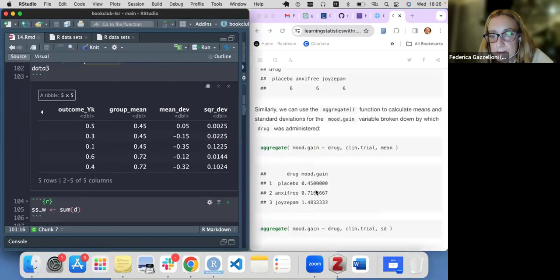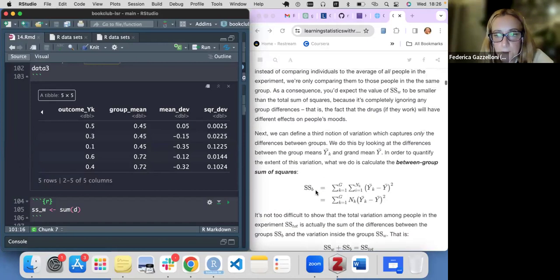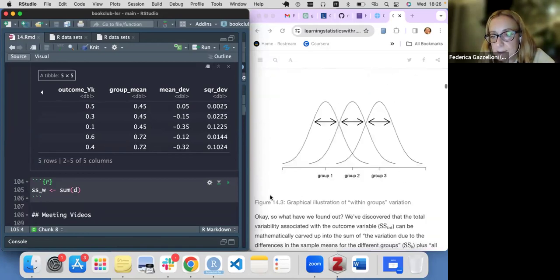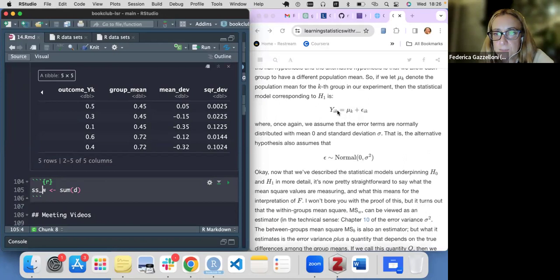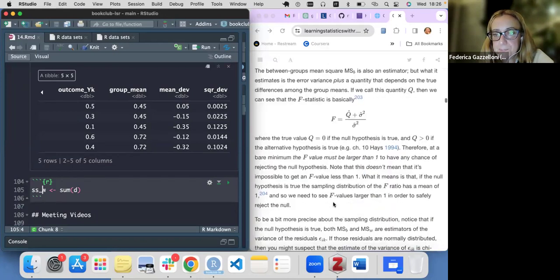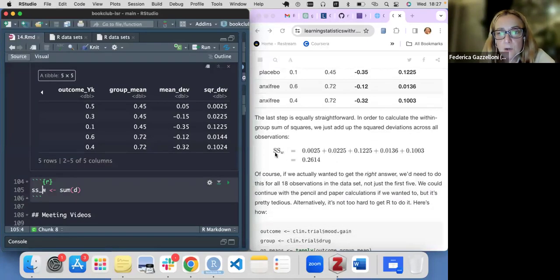Now we can calculate the sum of square. As you can see, here there was a bit of a mark, which I mentioned very poorly. So the sum of square here, if we do the sum, this value is 0.0025. So is this column here? If I do the sum of this, I need to say data 3.